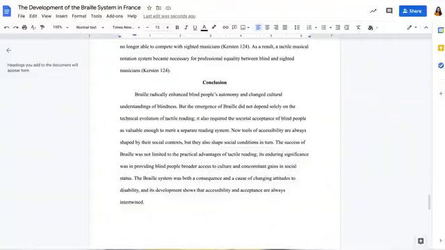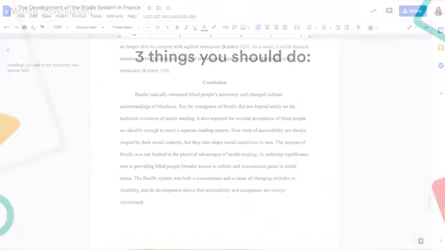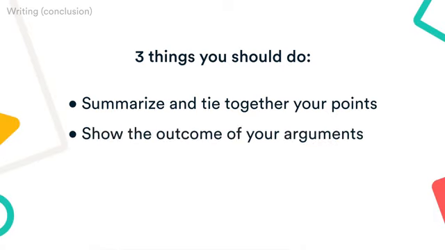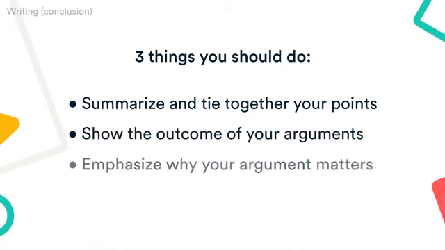Whew! The hard work is done, and you've arrived at the last paragraph of your essay, the conclusion. Here are 3 things you should do. Summarize and tie together the points you made in the essay's body. Show the outcome of your arguments. What new insights have you provided? Emphasize why your argument matters.